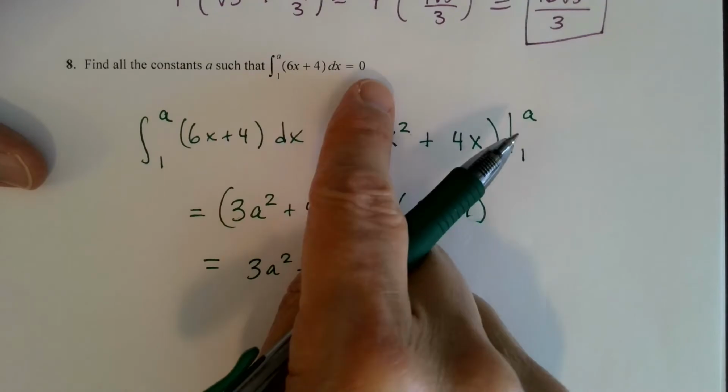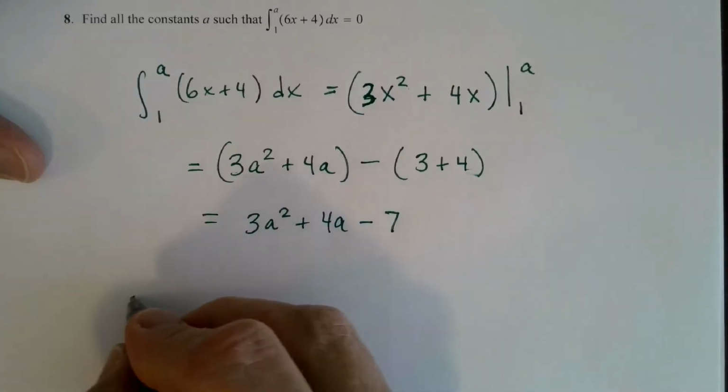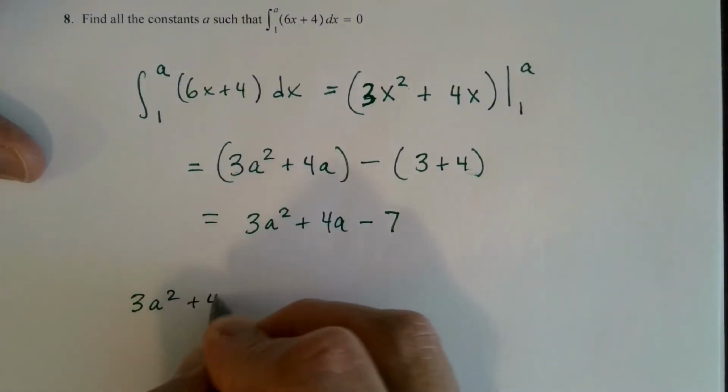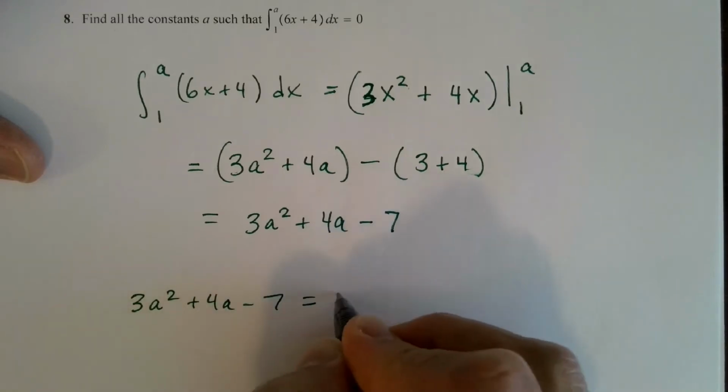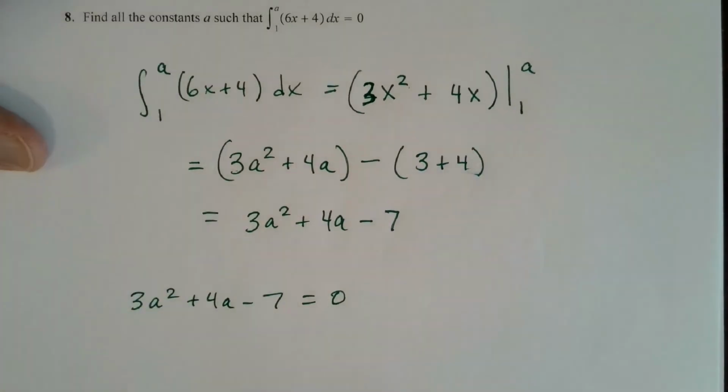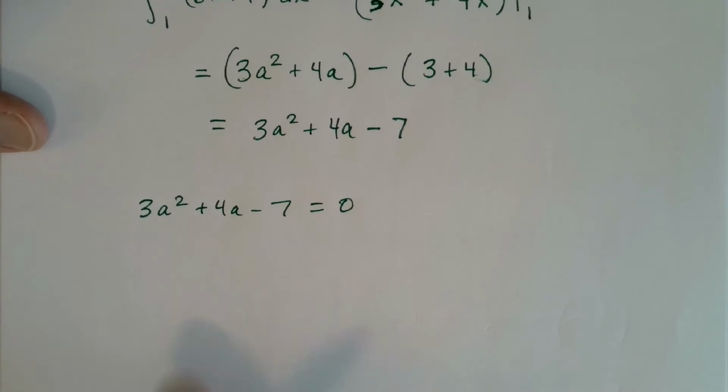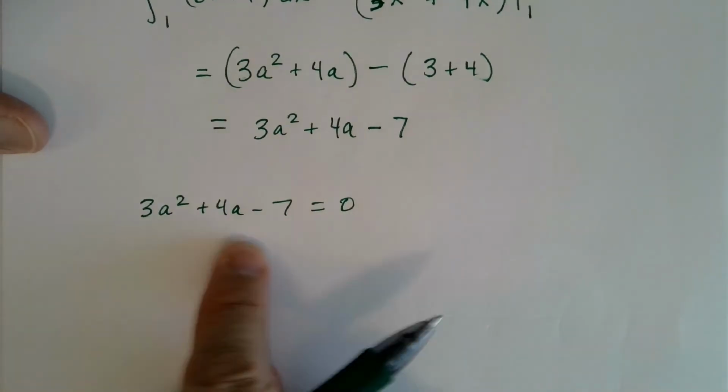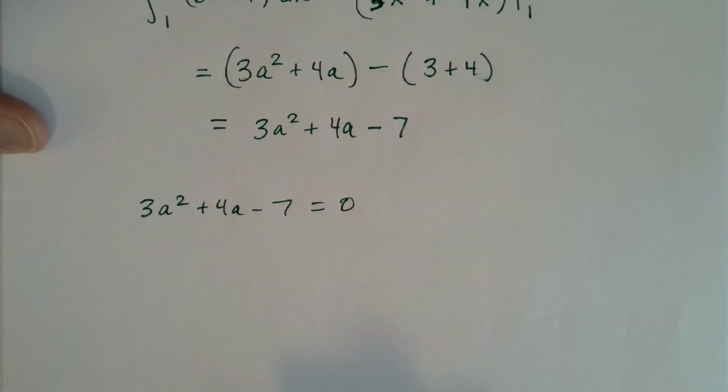When is this definite integral going to be equal to 0? So when is 3a squared plus 4a minus 7 equal to 0? Solve that equation. How do we solve an equation? Well, if you can set it equal to 0 and I can factor this, that's the way I go. So can I factor this?